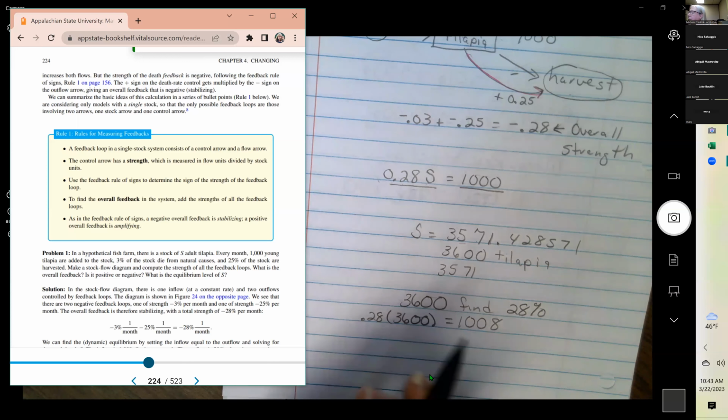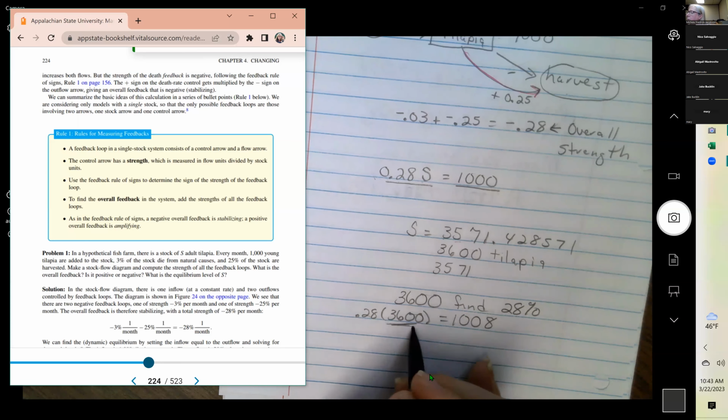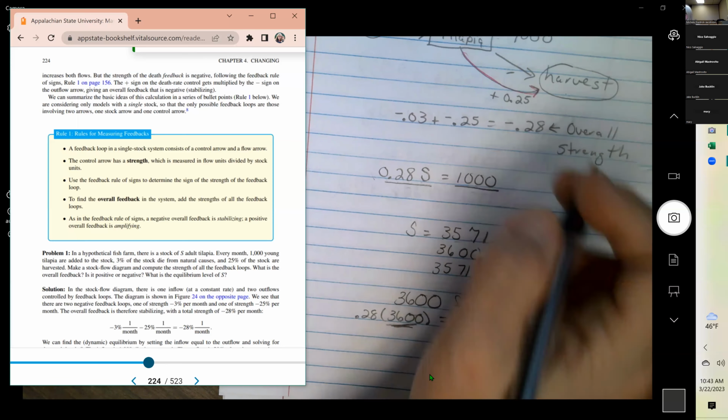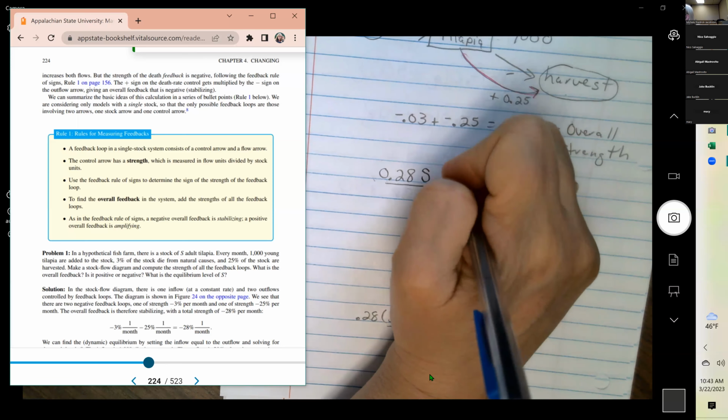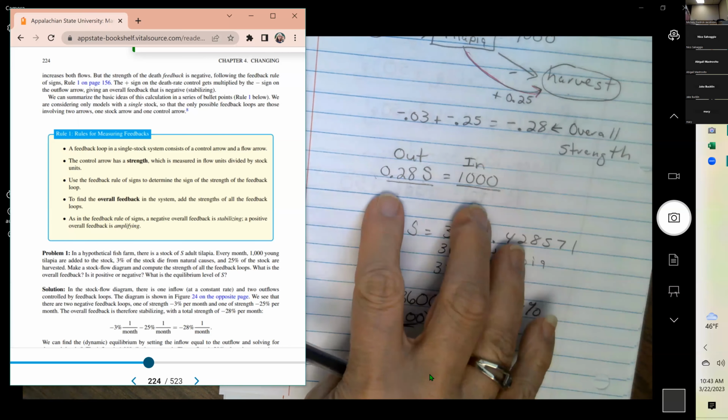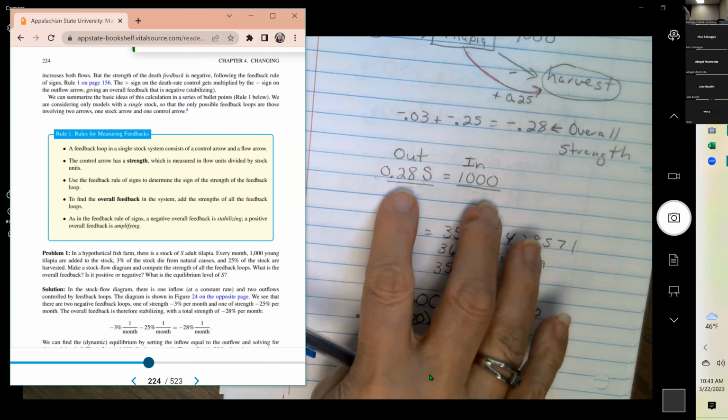So what we were finding was the stock. And that's why we set it equal to 1,000, because this was the amount going in. This would be the amount going out. To be in an equilibrium, they have to be the same.